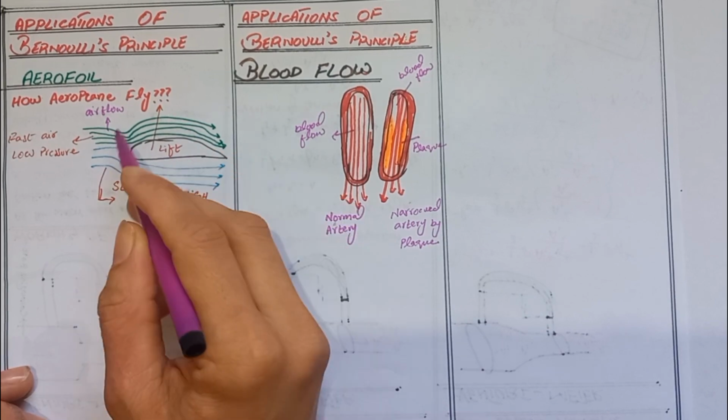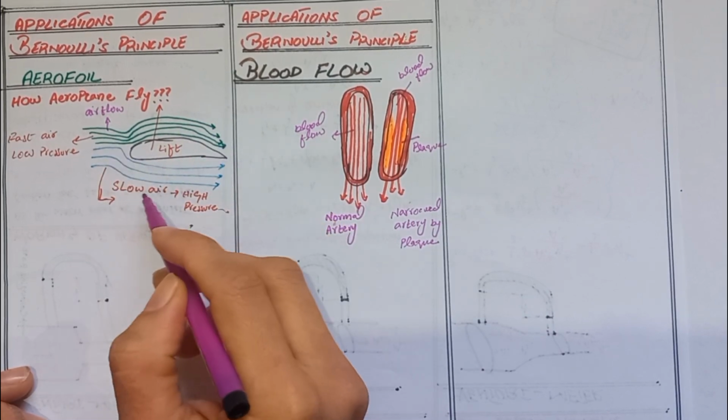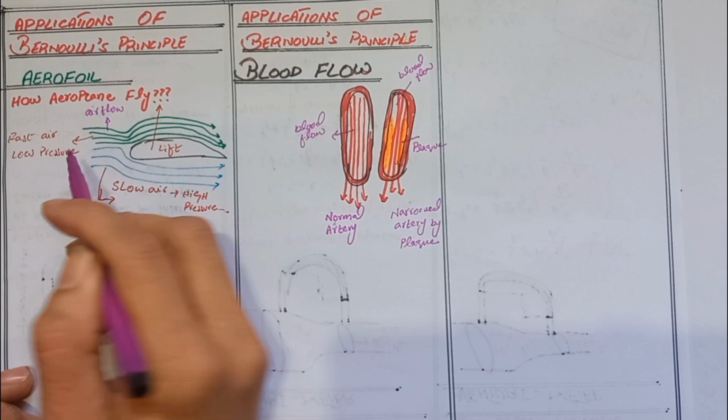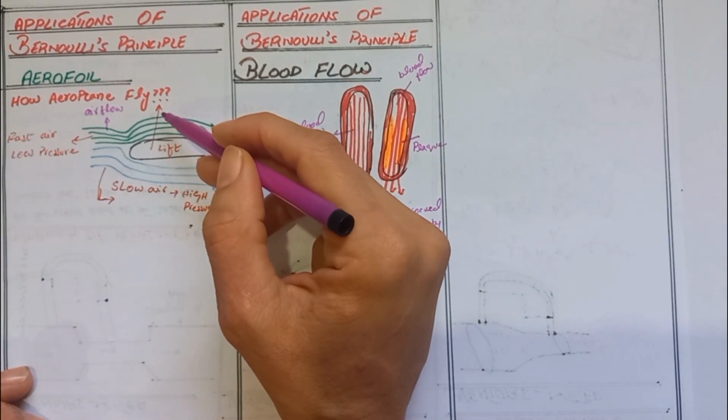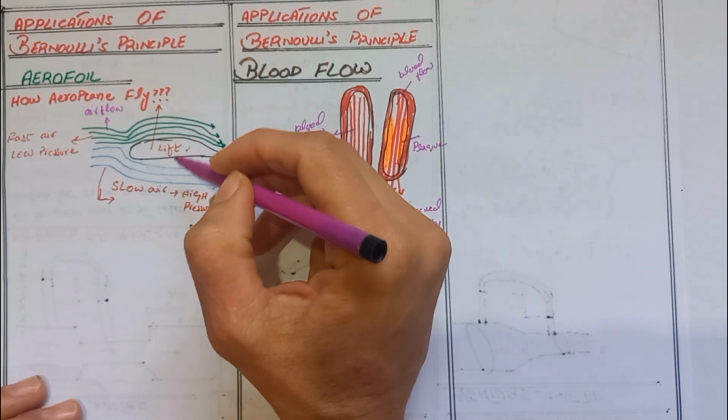Aeroplane is designed such that the air flows faster in the upper portion and slower in the lower portion. When the air moves slow in the lower portion, it creates high pressure. When the air moves fast, it creates low pressure. So the pushing force is produced. This pushing force moves from the high pressure to low pressure. This pushing force is called the lift, so that the plane lifts upward.